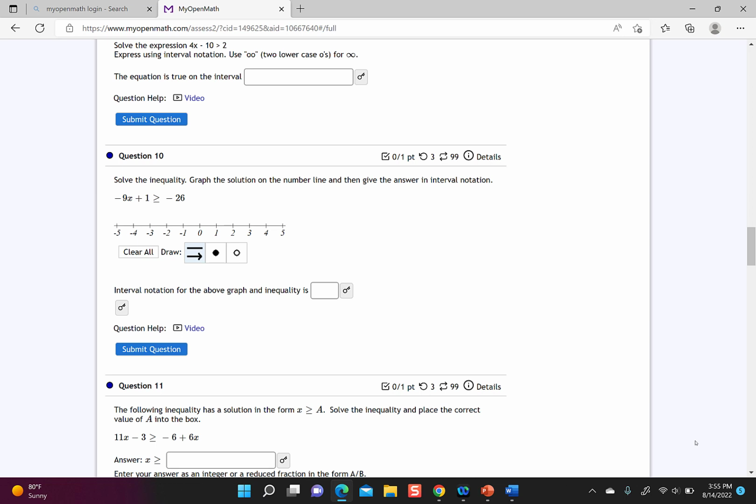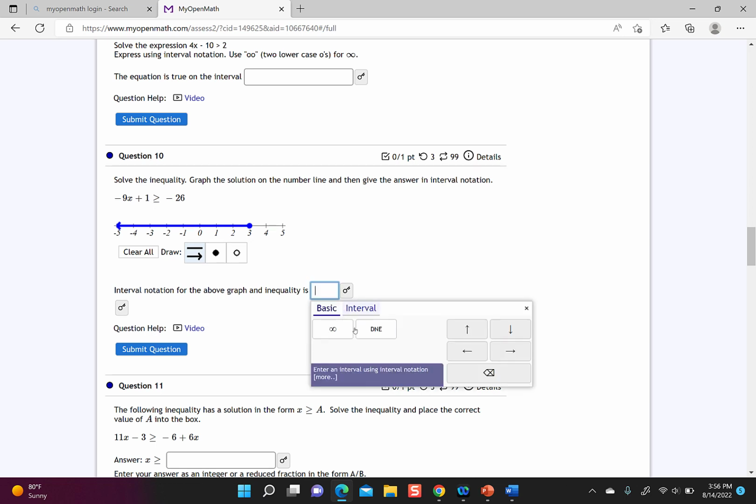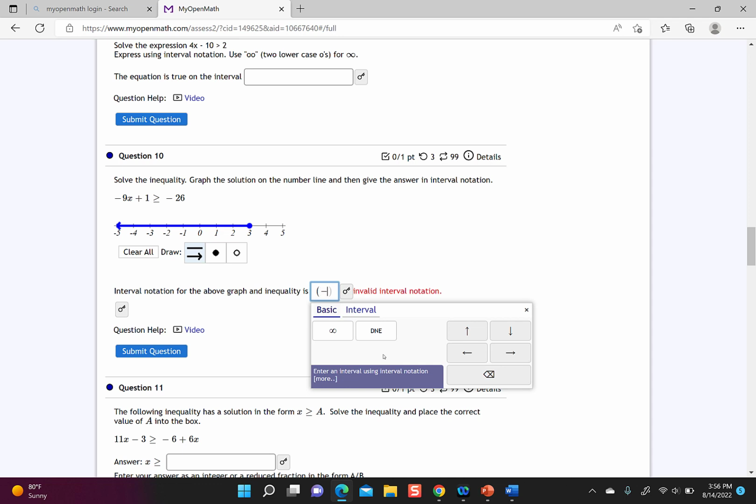Because it's less than or equal to, I want to do a closed dot at 3. And to show less than or equal to, I'm going to hit this arrow and move it to the left to show that it's less than or equal to 3. Then you're going to be asked to write this in interval notation. So I'm going to click in the box. I'm going to use a parenthesis. I'm going to say negative infinity, comma 3, and then I want to use a closed bracket for my answer.